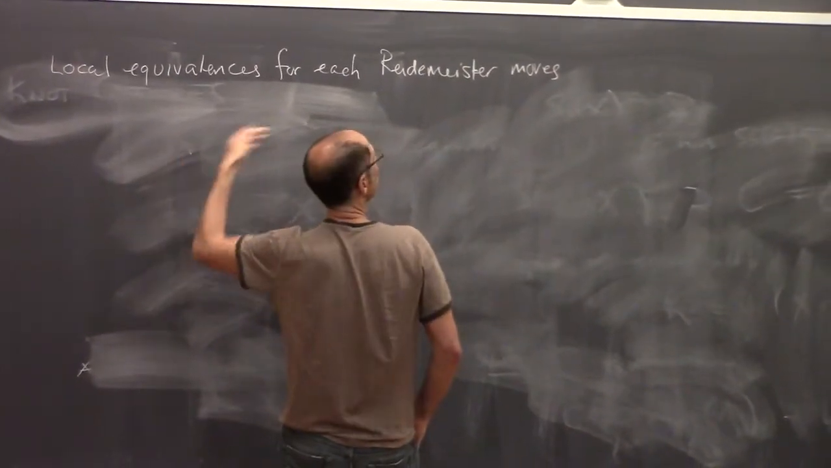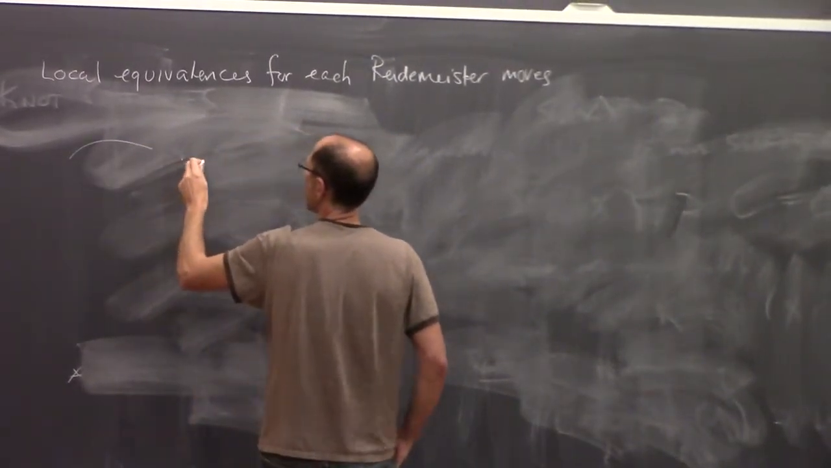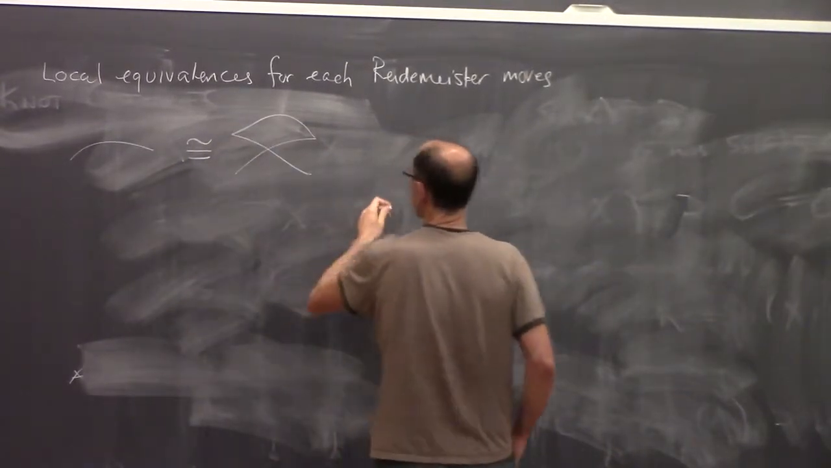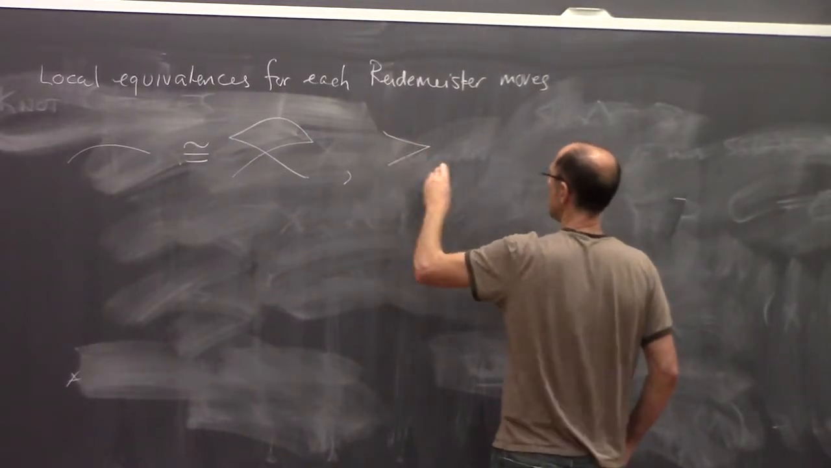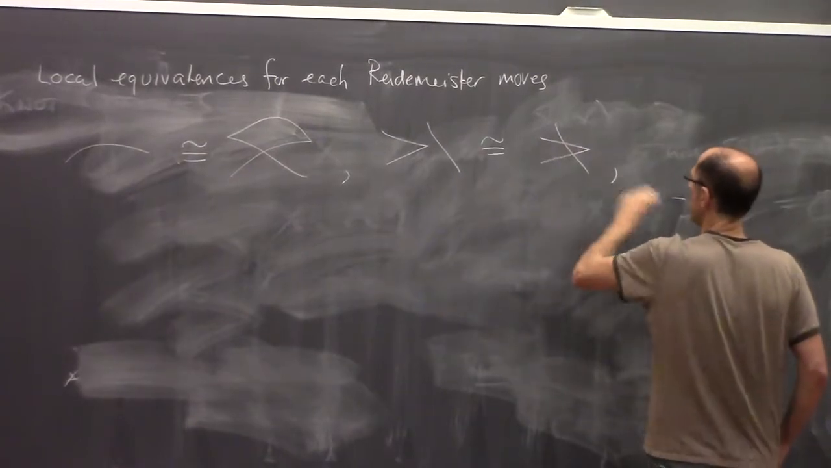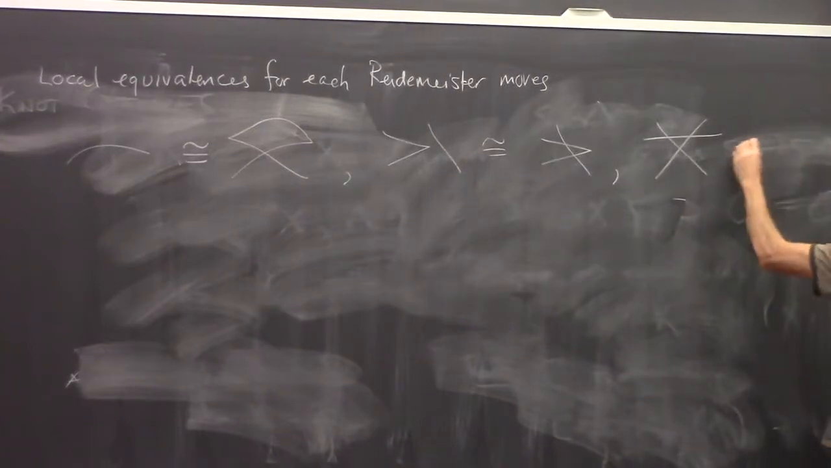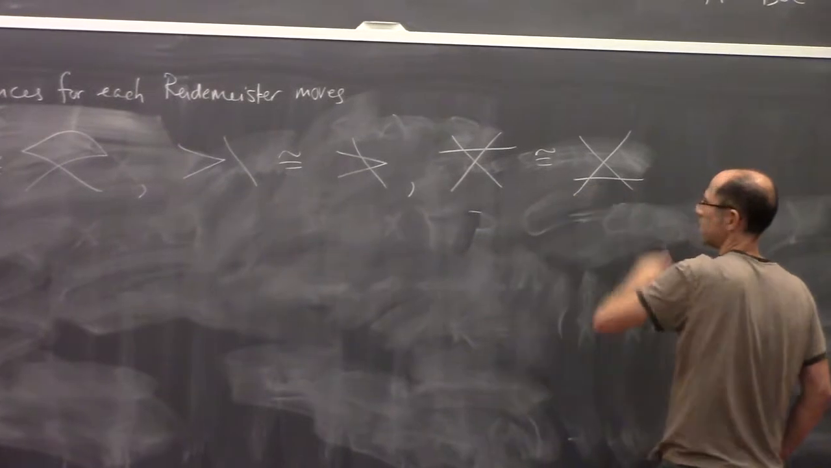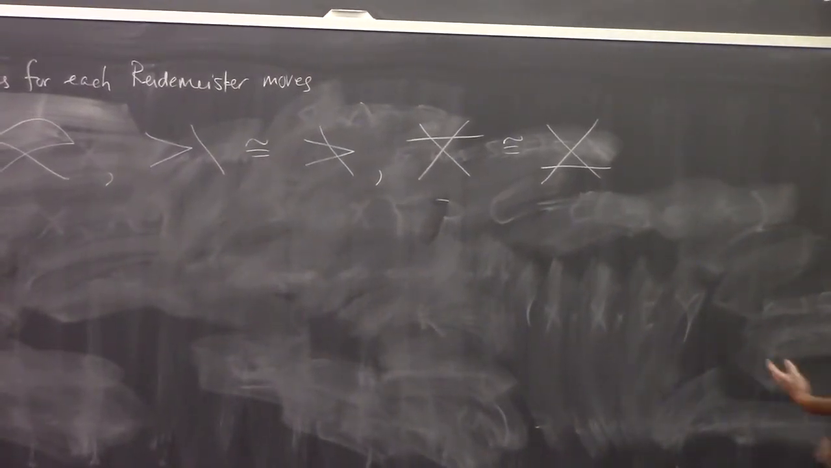So the Reidemeister moves for Lagrangian knots look like that. That's Reidemeister 1, and there's a mirror version of it as well, but I won't draw it. There's Reidemeister 2 and Reidemeister 3. It's not hard to see how to build these equivalences.